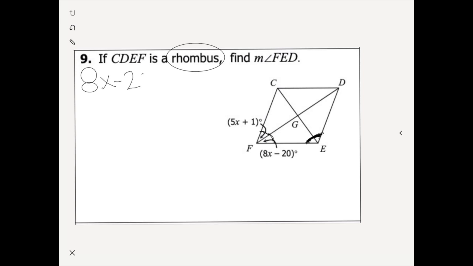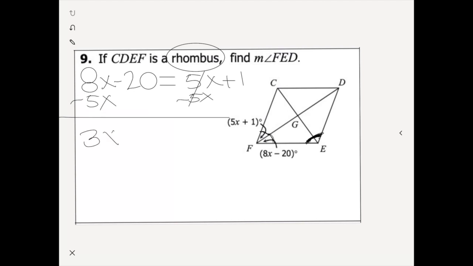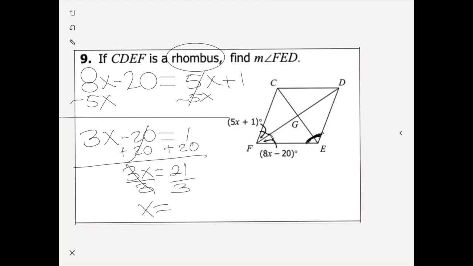So we have 8x minus 20 is equal to 5x plus 1. I'm going to move my 5x. So now I have 3x minus 20 is equal to 1. Add 20 to both sides. I have 3x equals 21. Divide by 3. And we get x is 7.